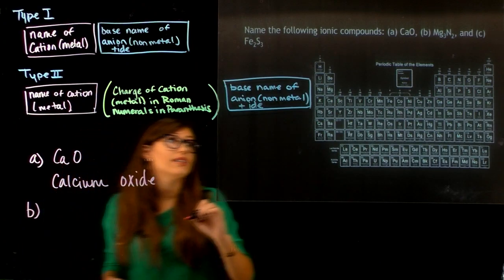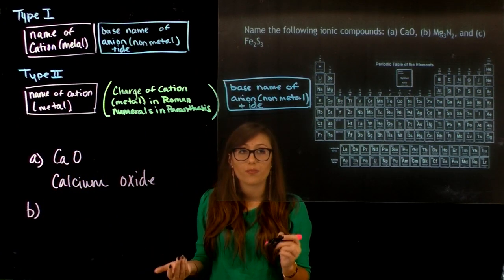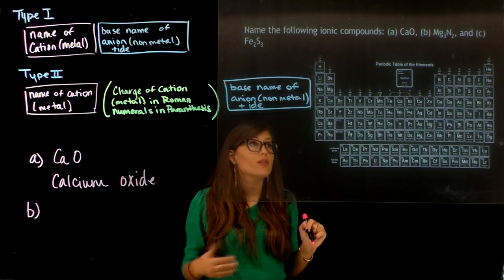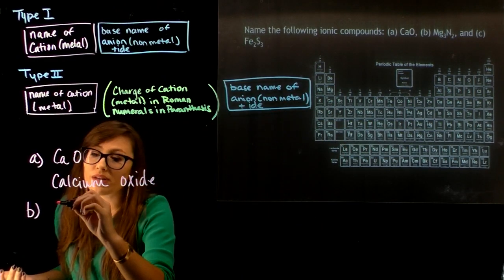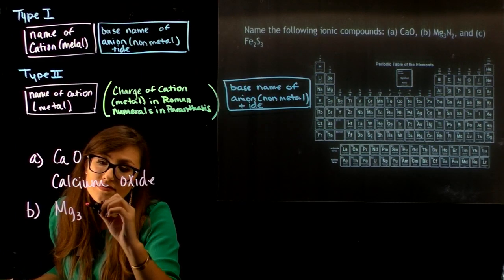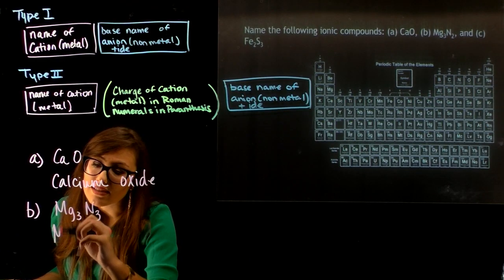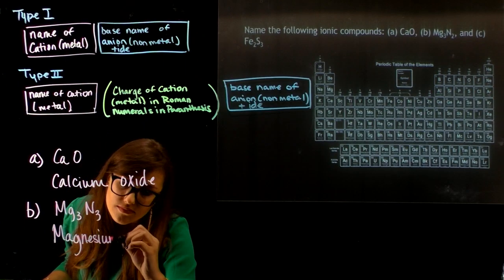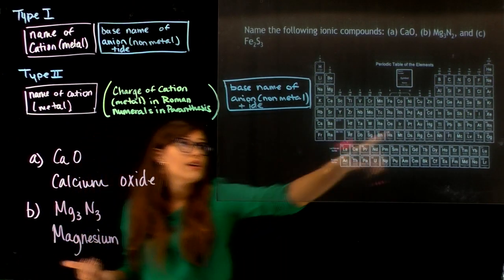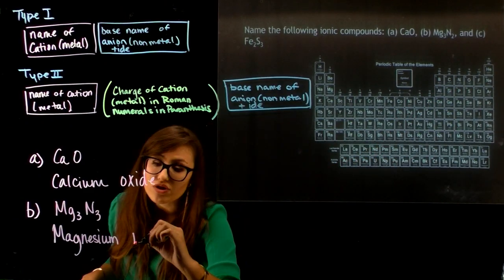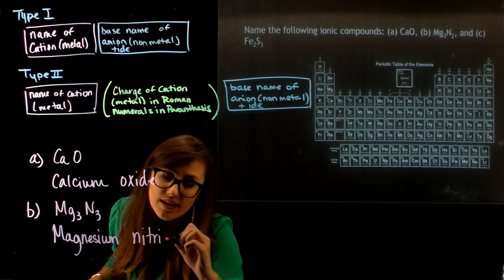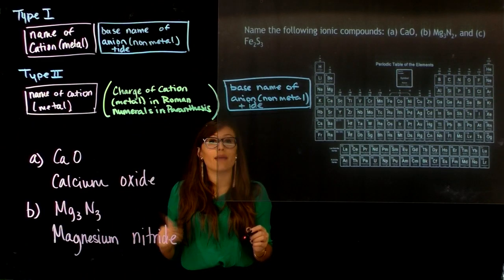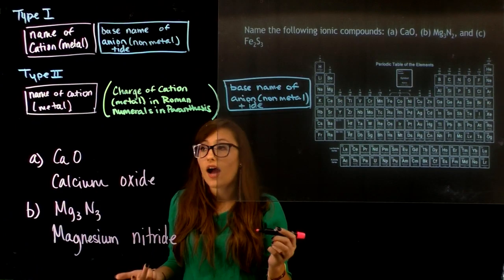In part B, it's Mg3N2. Well, magnesium is a main group metal, and so we name this one as magnesium, and then we find nitrogen. Okay, so nitrogen would be nitride. So both of these are type 1 naming of ionic compounds.